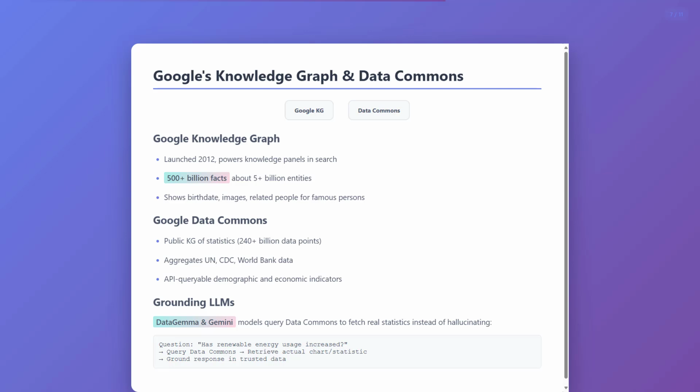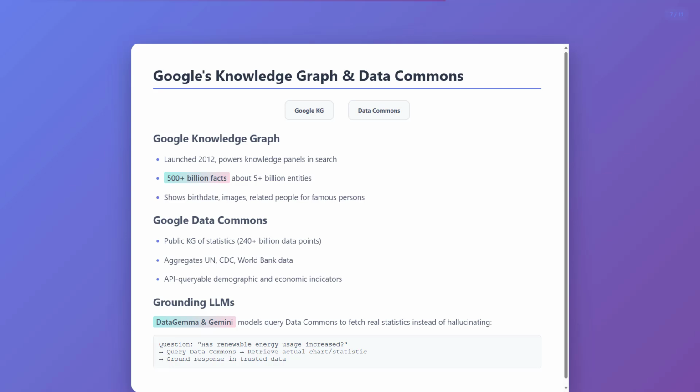Data Commons is Google's more recent initiative, a public knowledge graph focused on statistical data. They've aggregated over 240 billion data points from trusted sources like the UN, CDC, and World Bank. This isn't just raw numbers. It's a structured graph of relationships between places, time periods, and measurements.